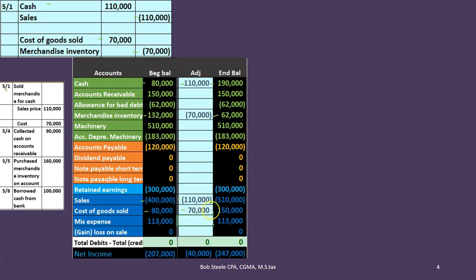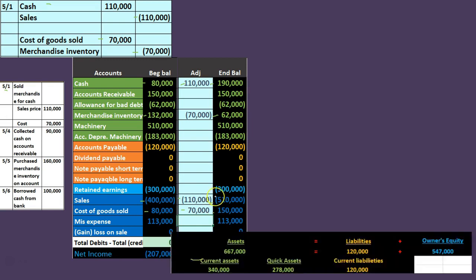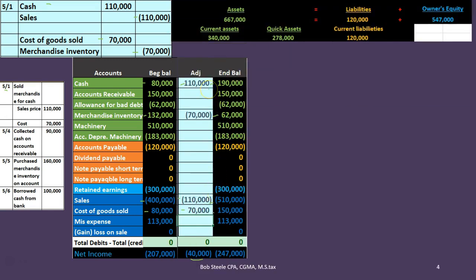So if we break this down then, what happened? Well, net income went up by the 110 and down by the 70, or a net increase of 40. That's going to be the gross profit from the sale that we just made. So it went from the 207 we had before up by the 40 to the 247. And the assets overall went up in cash by the 110, and went down by the 70. So again, a net change of the 40 for the assets overall here.